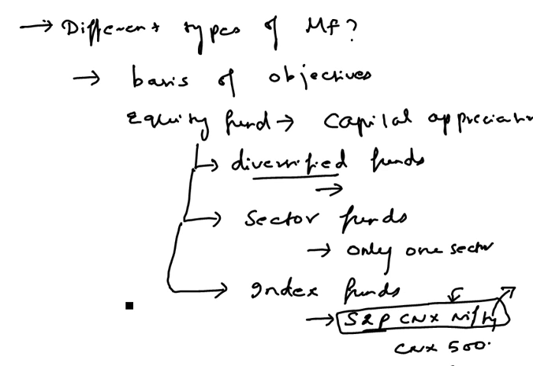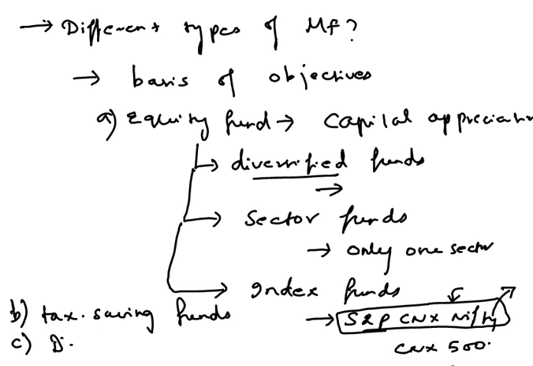And apart from equity funds, we have other types of funds as well, like tax saving funds. If you take tax saving funds, usually they offer tax benefits to the investors under the Income Tax Act. The benefits provided under this scheme are mostly in the form of tax rebates.